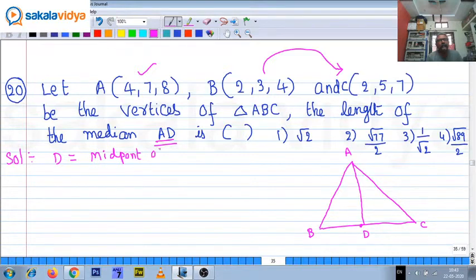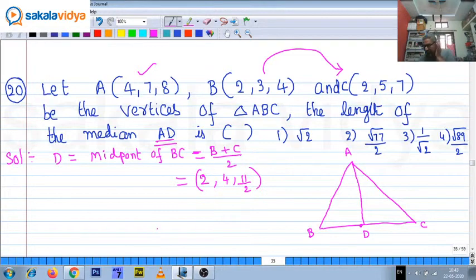Midpoint of BC is equal to (B plus C) by 2. B plus C by 2 means (2 plus 2) is 4 by 2 is 2, comma, (5 plus 3) is 8 by 2 is 4, comma, (7 plus 4) is 11 by 2. So the midpoint is (2, 4, 11 by 2).